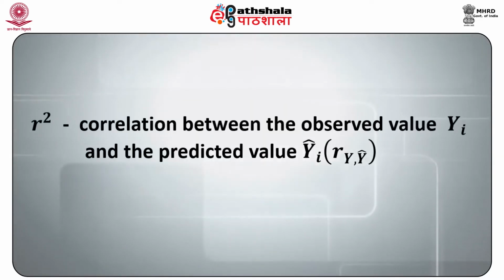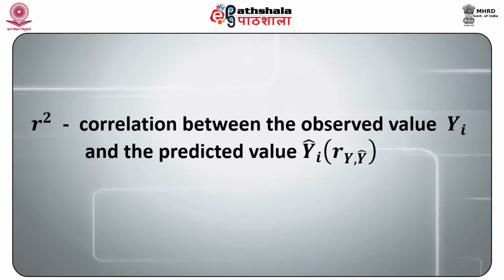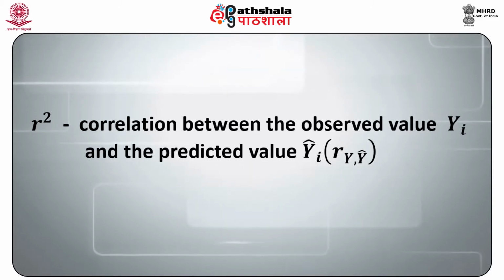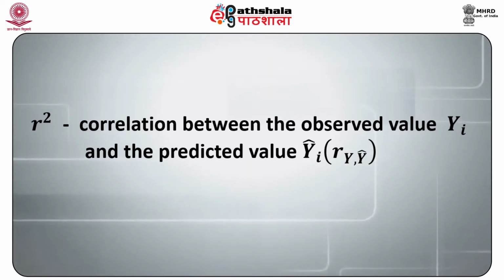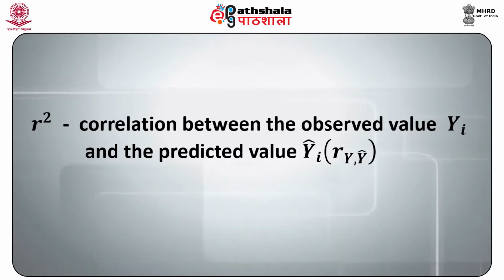Now there are many other interpretations for R square. It also measures the correlation between the observed value yi and the predicted value y hat. So it can be rewritten as R y hat.